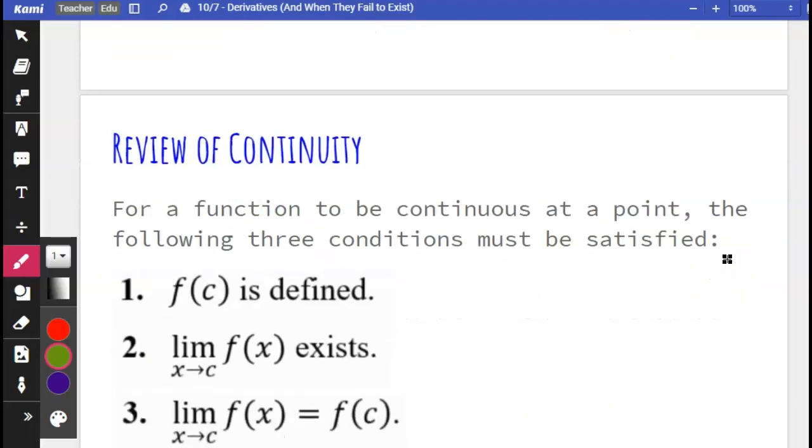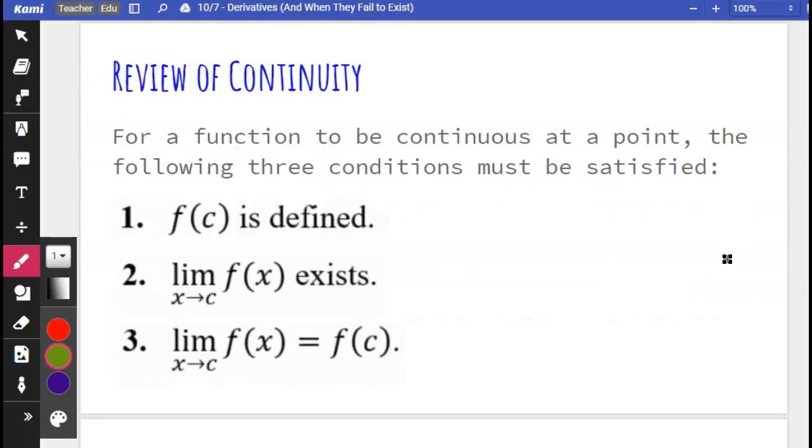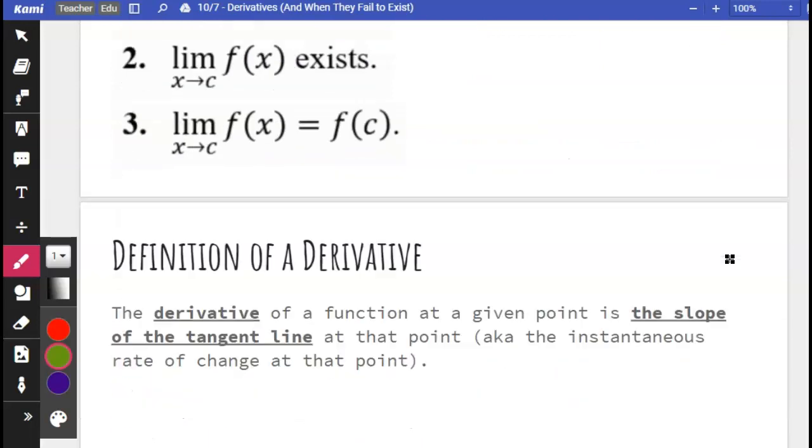As we jump into this idea, I want to take a brief moment to review the idea of continuity. You've already gotten this written down in many places. We know for a function to be continuous at a point, three conditions have to be satisfied. The value itself at that point has to be defined, the limit has to exist, and the limit and the defined value have to equal the same value. Always keep that in mind.